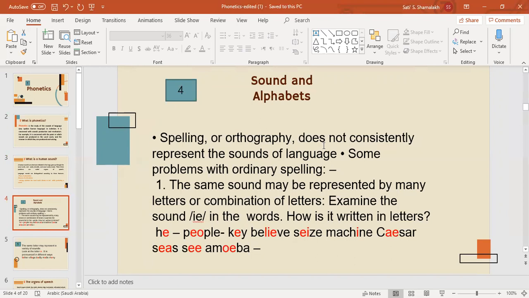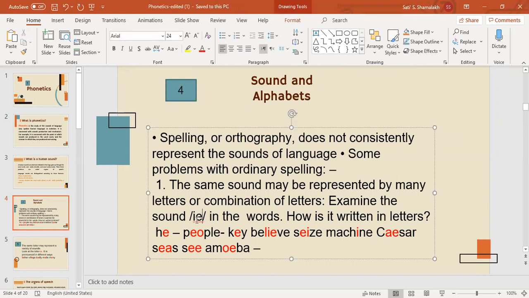One sound may be represented in many letters or letter combinations. Let's see the examples here written in red. Now, we have the sound E. It's written between two slashes. This is how to write a sound, the sound E, in phonetic writing, okay? This shape is E, and you see it's one sound E.